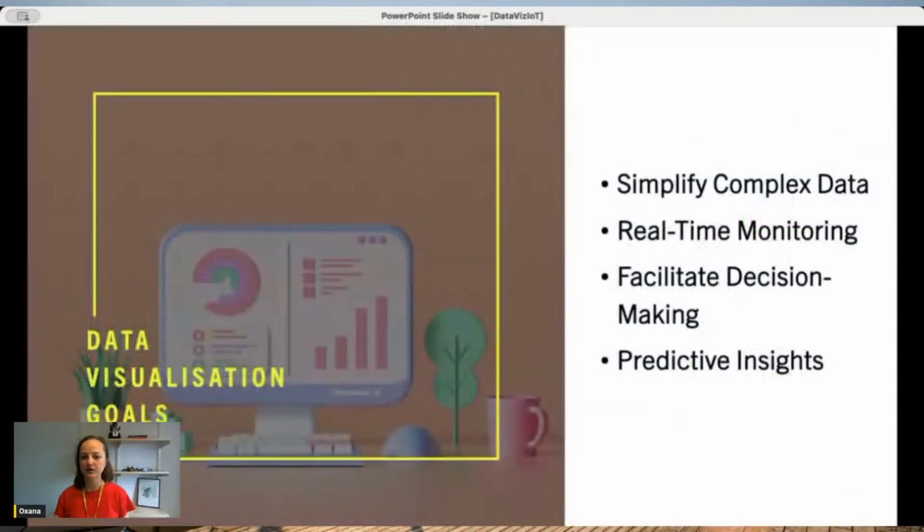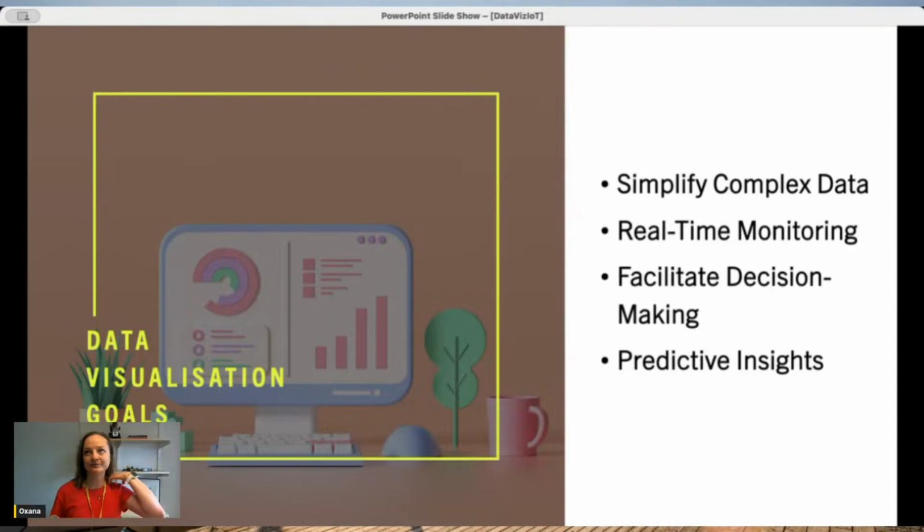So your goals, when you start designing your dashboard and picking plots, I want you to think about these four things. The goal of the dashboard is to simplify complex data, not the opposite, present simple data in a complex way. Often what we want from the IoT system is also real-time monitoring. So you want the first impression to be, okay, what is happening right now? And in some way facilitate decision-making.